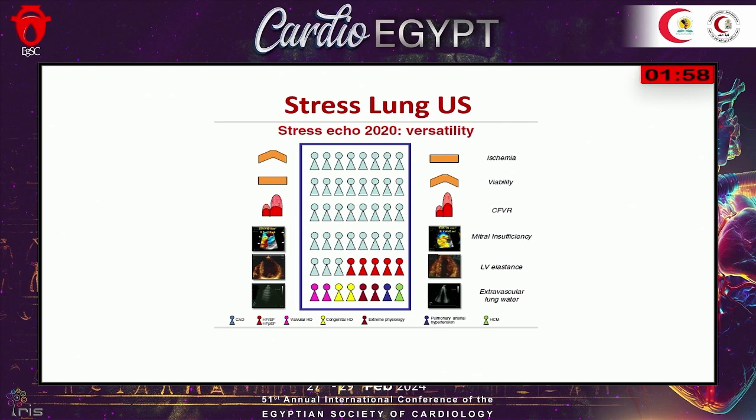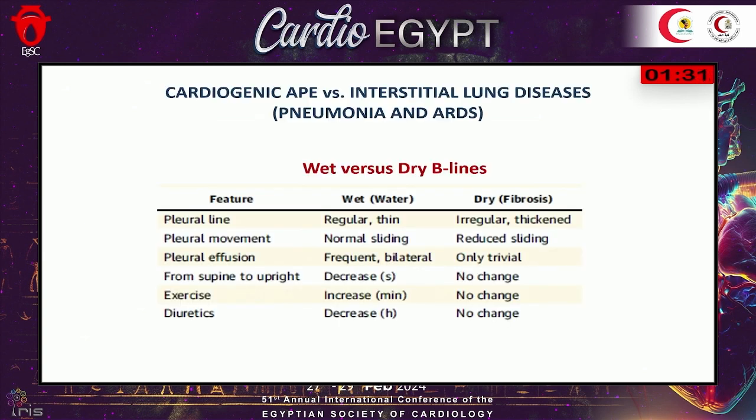Among them are the wall motion abnormalities for assessing ischemia and viability, the coronary flow velocity reserve, the mitral insufficiency, and the LV elastance assessed by the LV end systolic volume. Among those also comes the extravascular lung water, according to the standard protocols that we have mentioned, as one of the most important things. And we assess this after the peak stress, unlike the other parameters which are assessed during the peak stress.